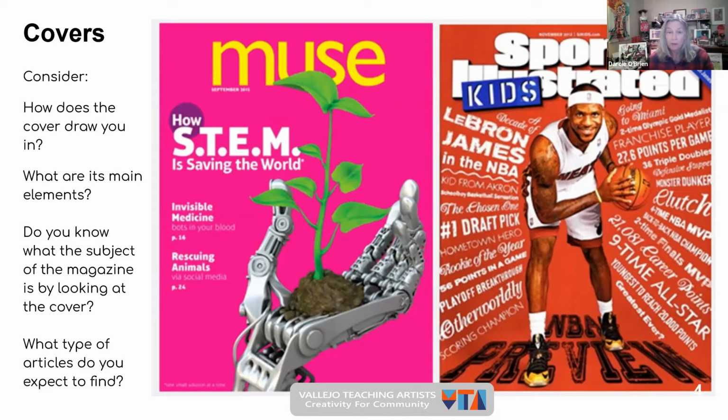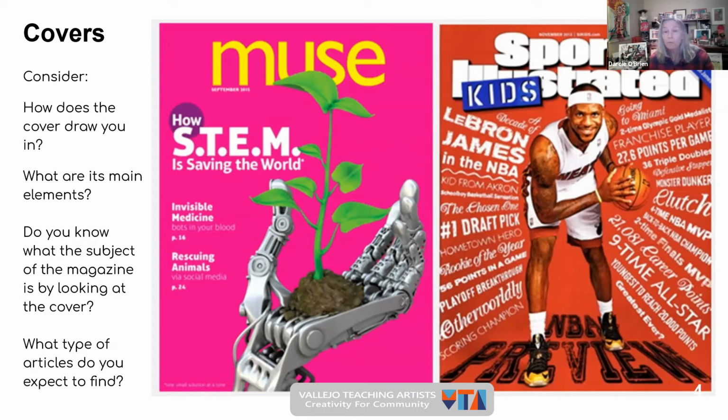On these, I would say the one on the left, the bright pink color grabs me right away. The title Muse is in bright yellow. And there's a really interesting looking picture that's front and center, and it even covers up some of the magazine title with a kind of robot hand with a plant growing out of some dirt sitting in the hand. And so that's how it draws me in, because it's interesting to look at for several different reasons. The main elements are probably the title, the actual image there with the plant and hand, the large text that says STEM, S-T-E-M, and some smaller text, Invisible Medicine and Rescuing Animals. Those are the different elements on that cover.